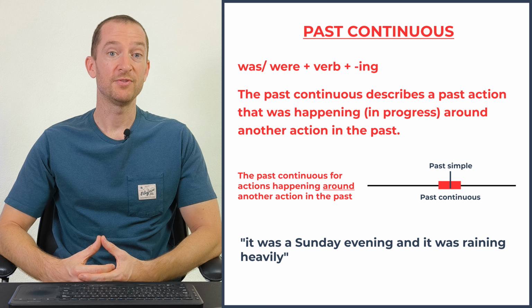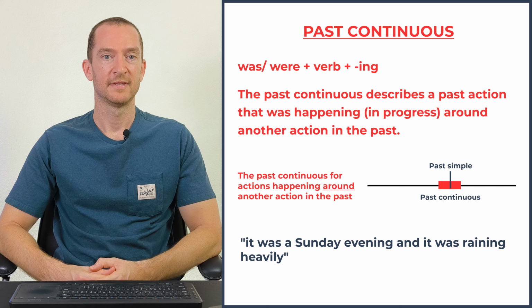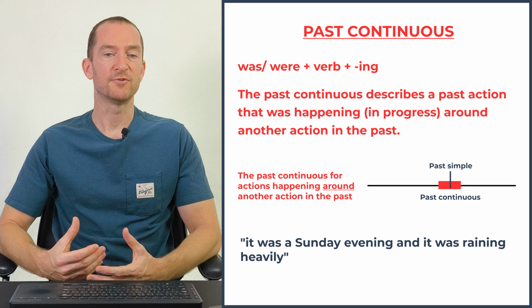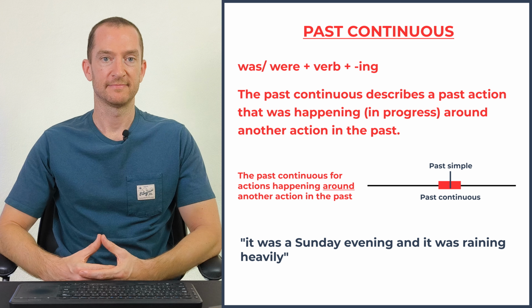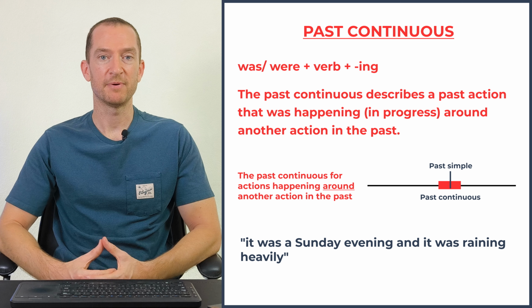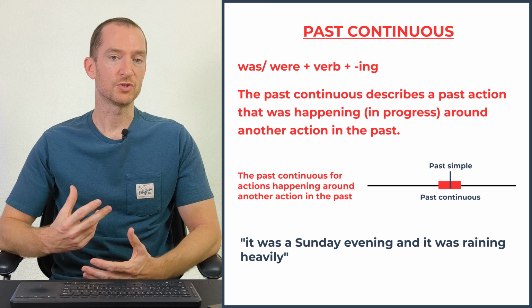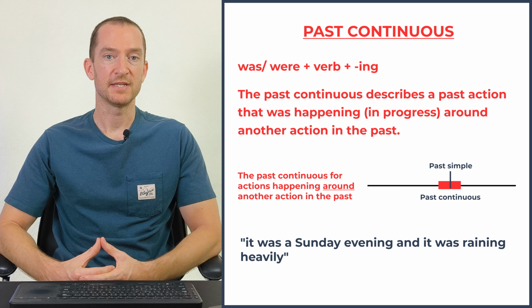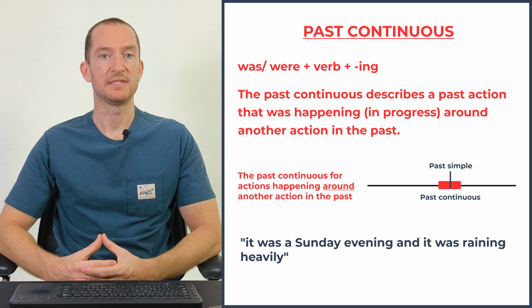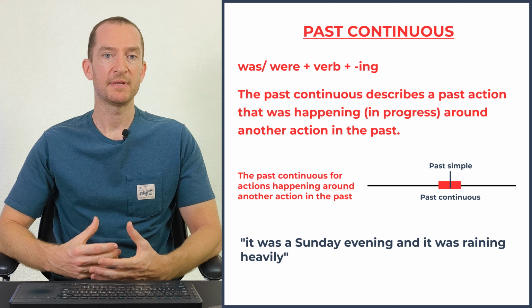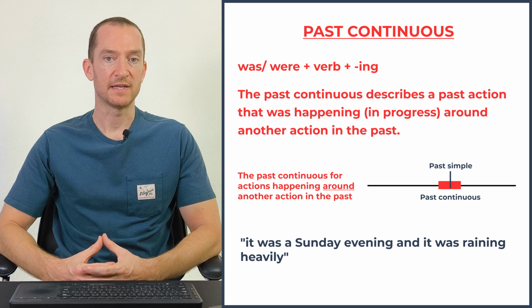Narrative tense number 2, the past continuous. The past continuous tense is formed with was or were and the verb plus ing. When telling stories, we use the past continuous tense for 2 main reasons. Firstly, we can use it to describe background actions or activities. These are things that were happening around the main event.